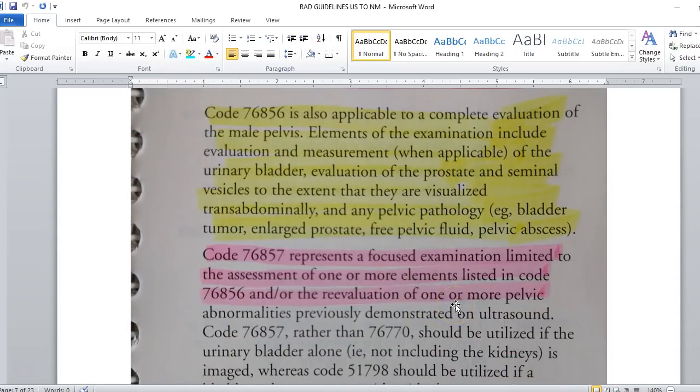We also use the same code for a complete evaluation of the male pelvis. However, examination of the male pelvis includes measurement of the urinary bladder, evaluation of prostate and seminal vesicles to the extent they are visualized. Again, if someone has an enlarged prostate, we might not be able to see the seminal vesicle. And again, they would have to document that.